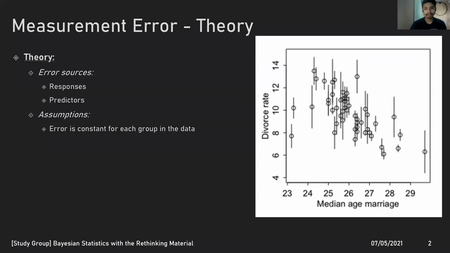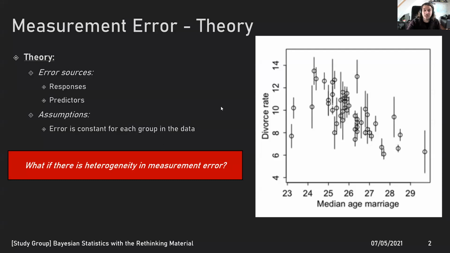But let's soldier on. So the assumption here is that the measurement error is always homogeneous across all of our data. But what if it actually isn't? What if there is heterogeneity in our measurement error? Well, in that case, most of our regular models will have biased estimates.